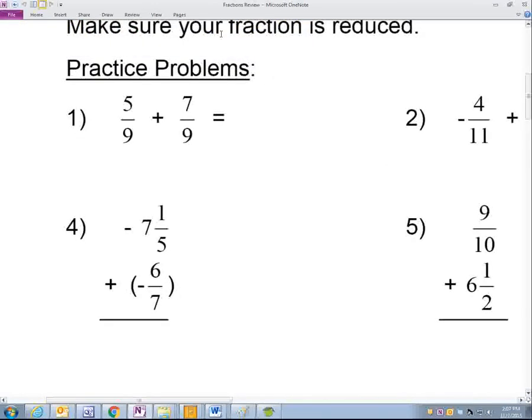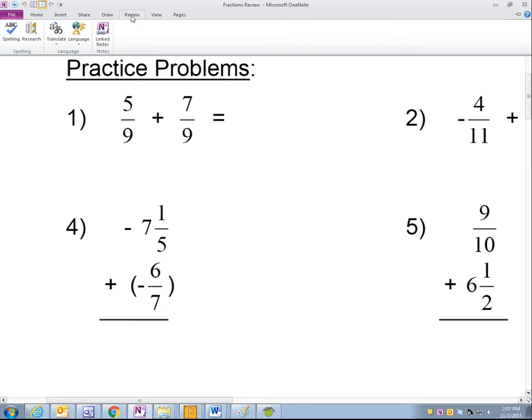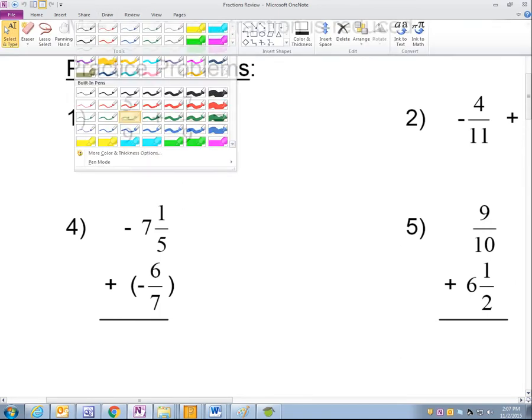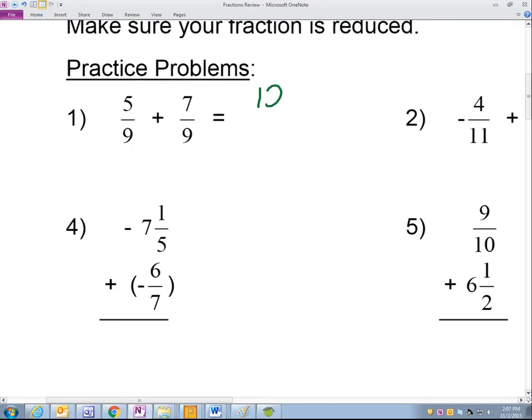We have 5/9 plus 7/9. We already have common denominators, so we can just go from there. We just have to add 5 plus 7 and keep the denominator the same, which is going to be 12/9. Now, that's an improper fraction, and we aren't going to be improper. We're going to be very proper in here.